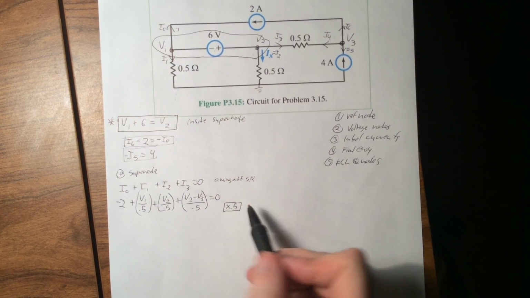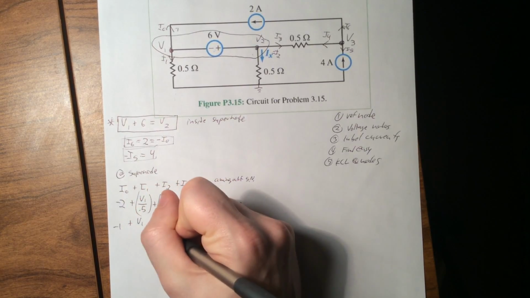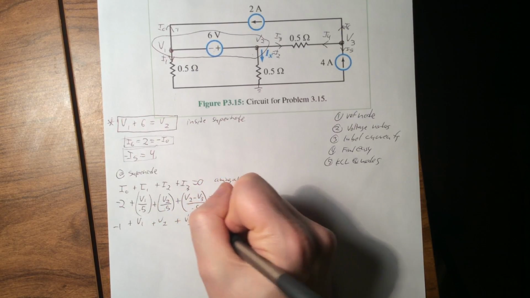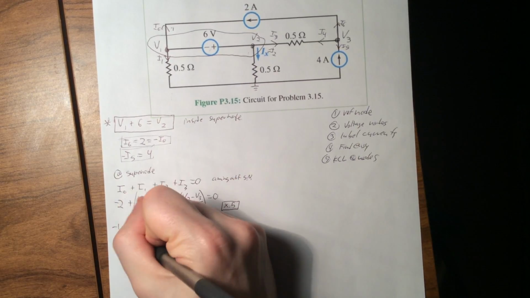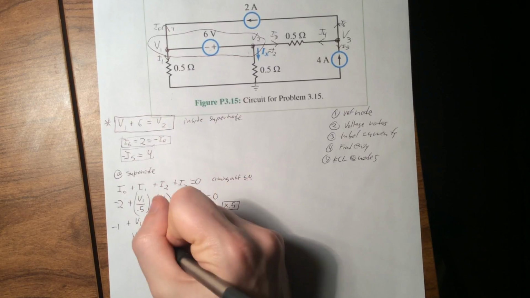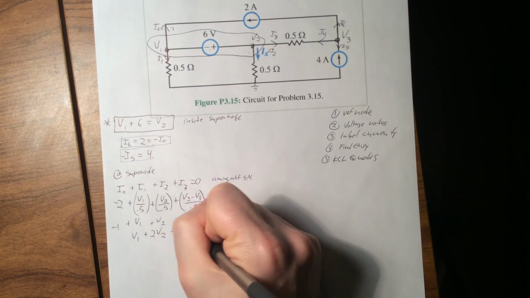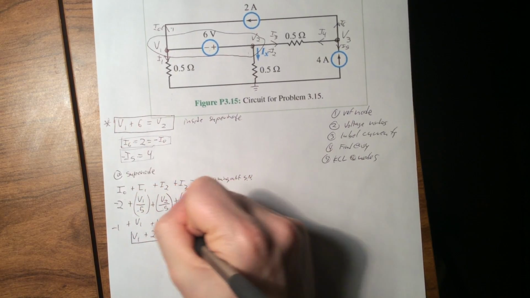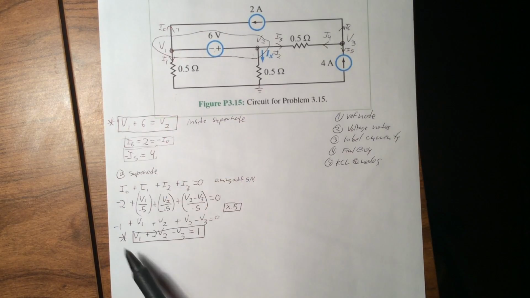So when we multiply that by 0.5, we're going to get what? Minus 1 plus V1 plus V2 plus V2 minus V3 equals 0. So let's simplify that one out a little bit. V1 plus 2V2 minus V3 equals 1. Okay, so this is one of our equations we can save up, starred. So 2 equations, 3 unknowns. We need to find another equation.